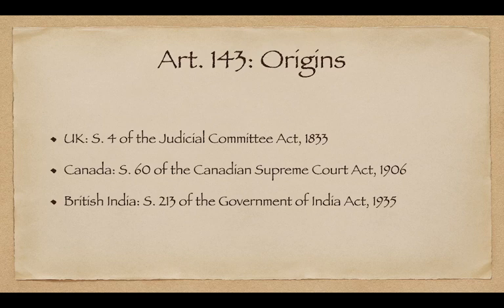Section 60 of the Canadian Supreme Court Act of 1906 is another example of this advisory jurisdiction, and in fact Section 60 of the Canadian Supreme Court Act is invoked extensively. It is in fact the preferred means of resolving constitutional questions in Canada. So any of you who are looking to practice over there or are already involved in Canadian jurisprudence will be very familiar with this provision, Section 60 of the Canadian Supreme Court Act of 1906.